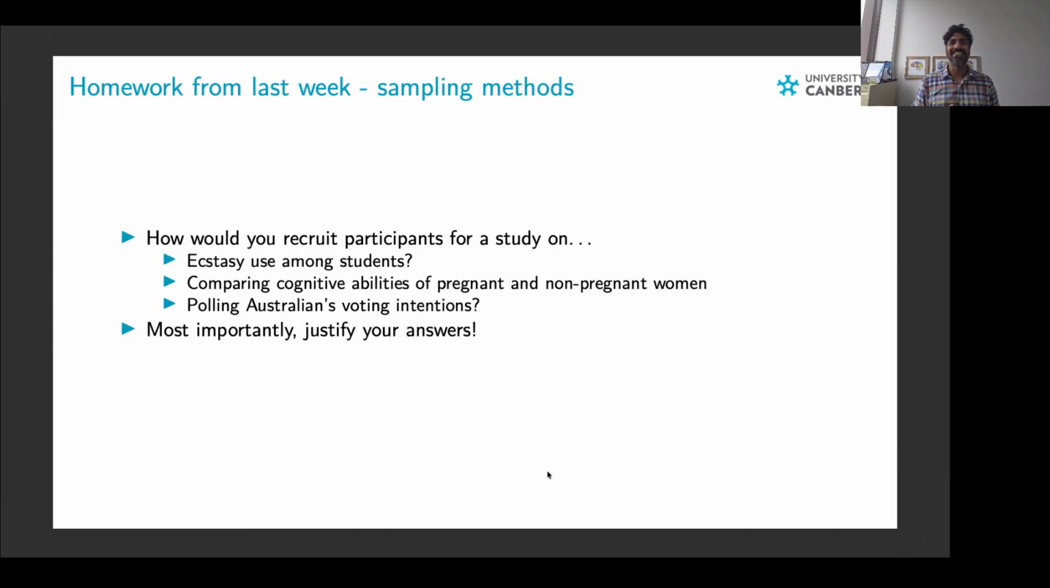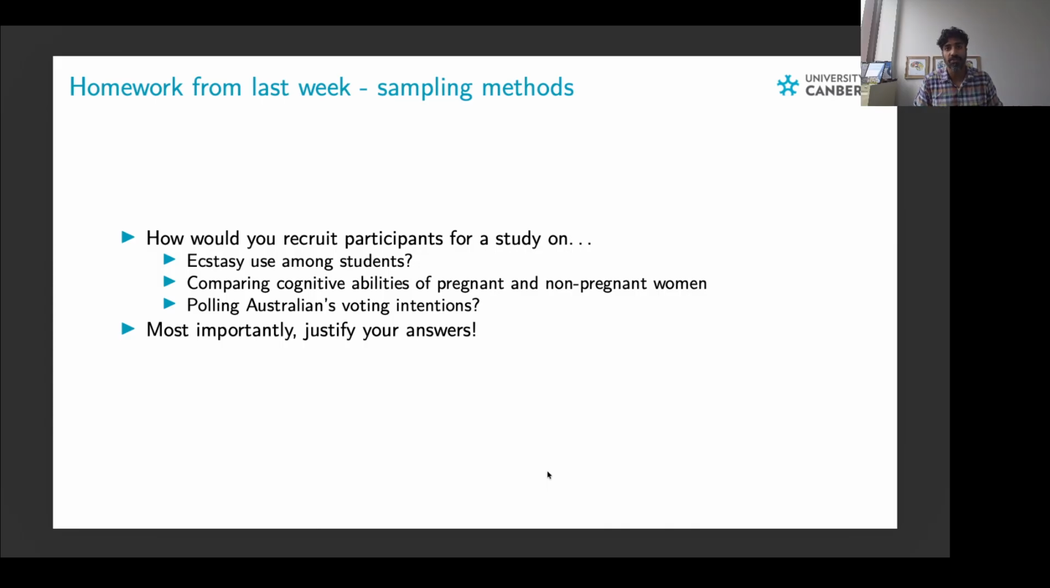So how would you recruit participants for a study on ecstasy use among students? So here you're thinking, would it be probability sampling or non-probability sampling? How would you identify which would be most appropriate? Well, here you have a target population in mind, and so you have ecstasy use amongst students, so you'd probably go the non-probability sampling route so that you're able to identify those who are relevant to your study. And you could perhaps use purposive sampling, and then perhaps some sort of snowball sampling as well if they know others who are engaging in behaviors that would allow them to be included in that study.